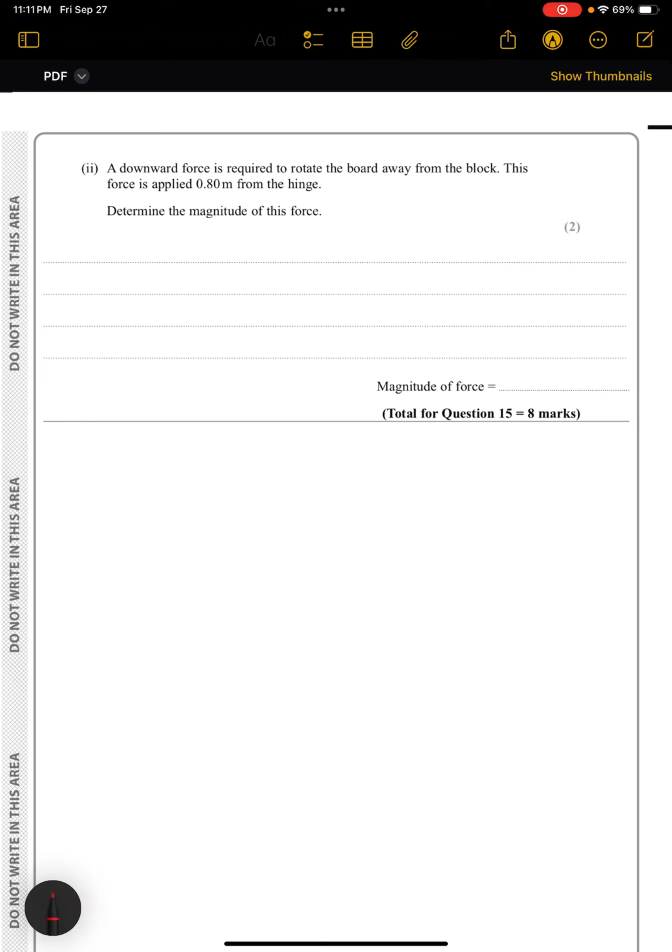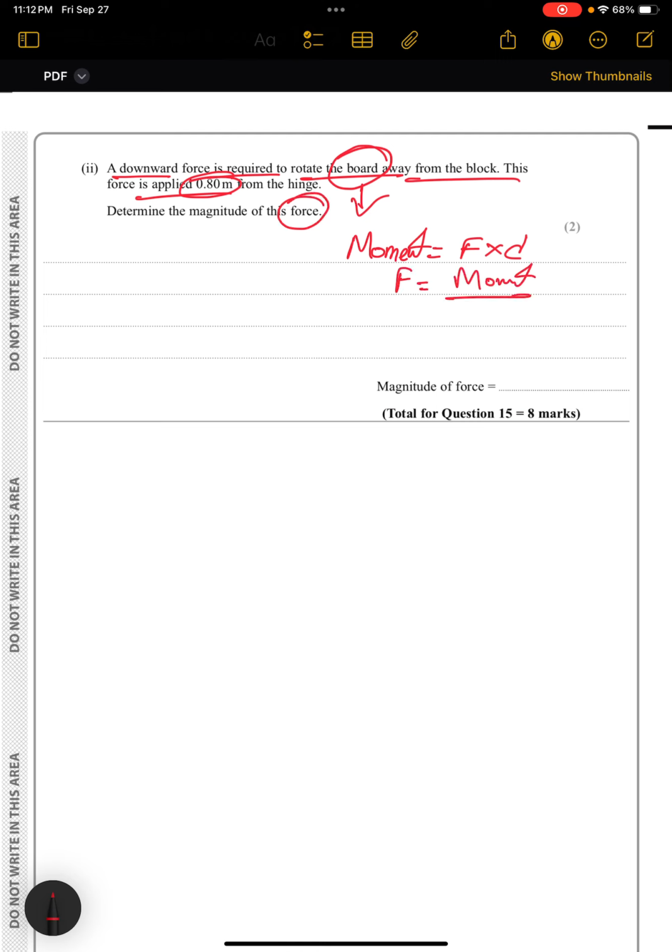In this question, they have said a downward force is required to rotate the board away from the block. The force is applied 0.80 meter from the edge. So we all know that moment is equal to force into distance. So now we are talking about the moment of the board. Okay, so we have been asked to find out the force. We know force is equal to moment by the distance. We all know the distance is 0.80 meter, and we have to find out this moment of the board.